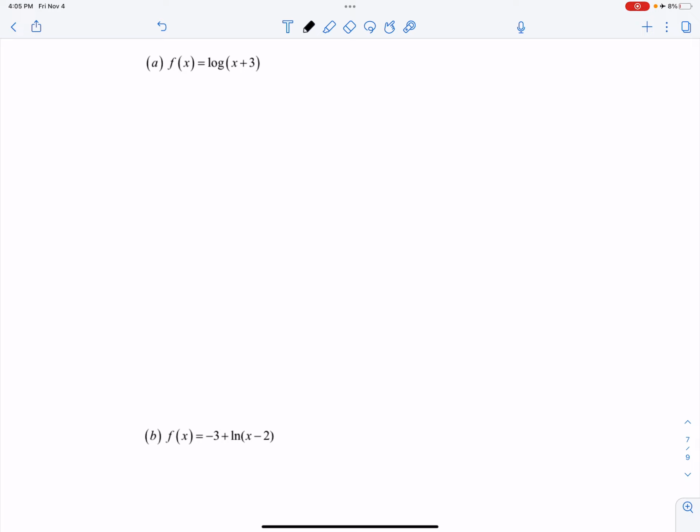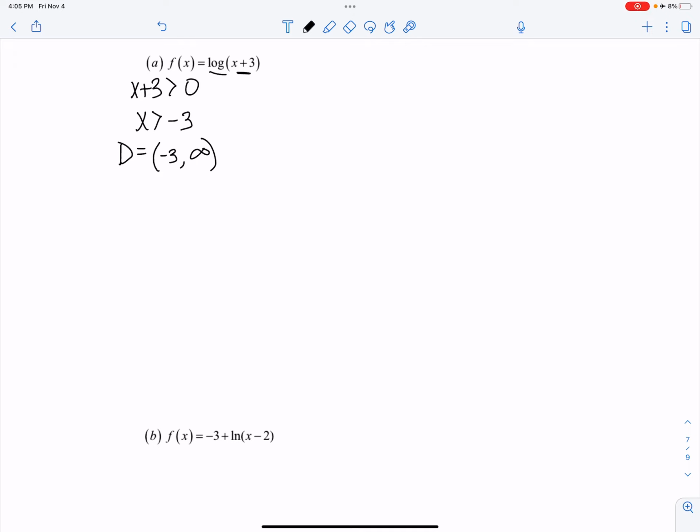Well, the domain is where x plus 3 is greater than 0, so x is greater than -3. This we would write as domain is -3 to infinity. Now, nothing else special is happening with this log. It's the basic log function. We've just changed what our domain is.